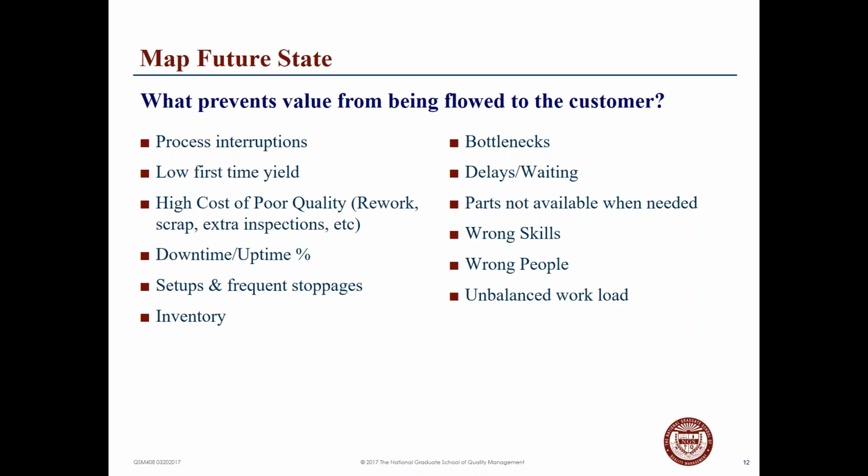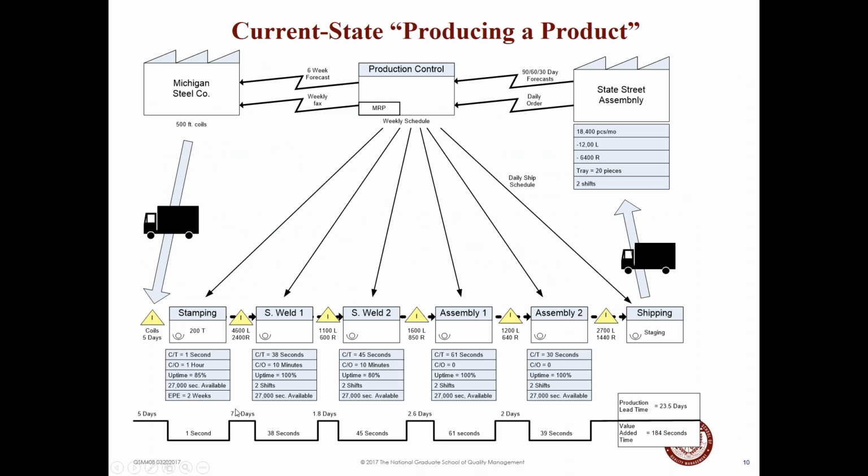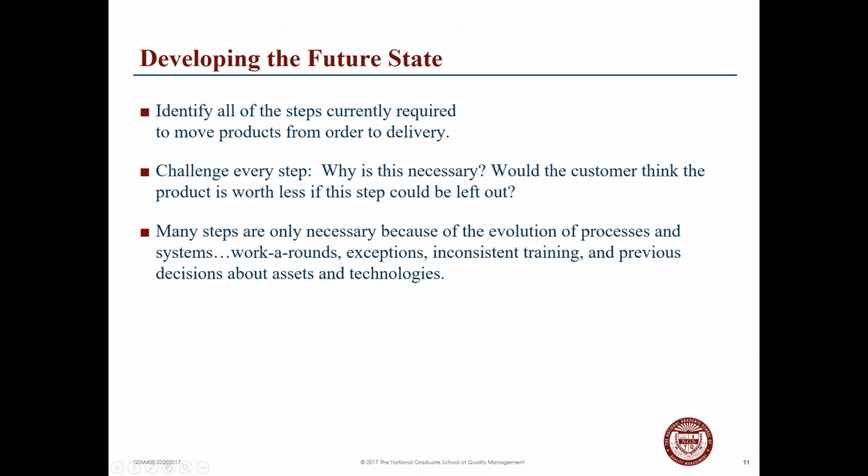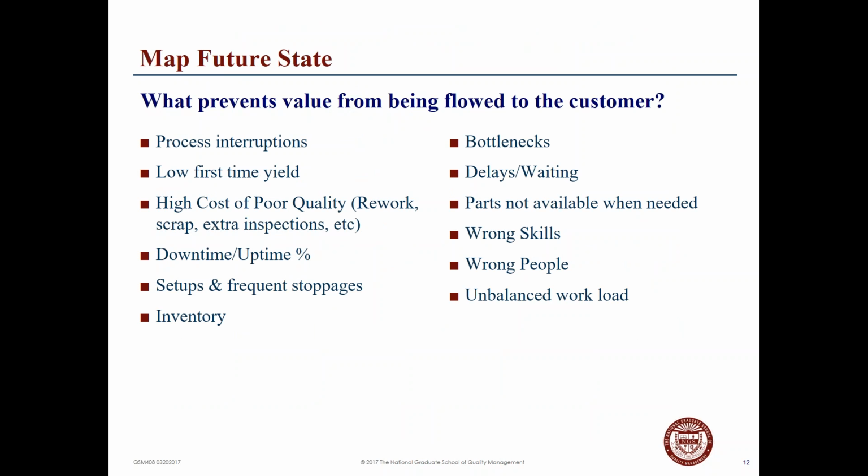Under this original plan, because of all these multi-day delays, you can imagine if it's only taking 61 seconds to make a part, and they're sitting around for 2 days, how much production is sitting in inventory, work in process, in each of these steps, and that costs money and gives you the opportunity for failure. Bottlenecks, delays in waiting, parts not available when needed, wrong skills, wrong people, and unbalanced workload are all things that we look for as we're studying current state to figure out where we can make improvements as we move into a future state assessment.